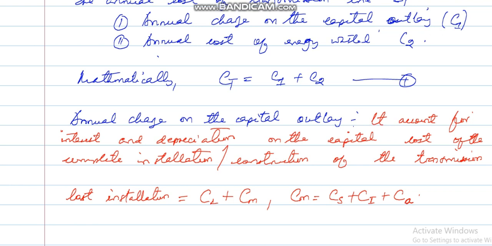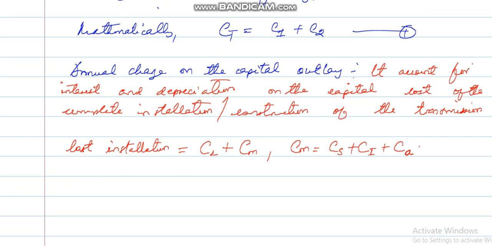Kwa hiyo tunasema total cost of installation sasa kusema CL ambayo ni cost of labor plus CM cost of material ni CS plus CI plus CA. Hiyo ni gharama ya transmission line inakamilika. Kuna cost hizo hapo, you have to pay for labor, you have to buy materials ambayo ni CM, na CM tumeibreak kama kuna cost of supports, cost of insulators na cost of conductor. Lazima ununue conductor kama ni copper au aluminium, kama ni ACSR conductors na kadhalika, sawa.